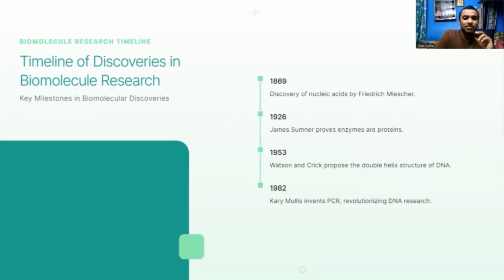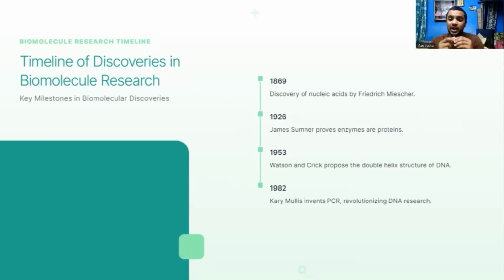Moving on to the next: timeline and discoveries of biomolecular research. See, we can discover new things and form new things by looking at our past, because if we read the past, we can correct the mistakes made in it, and we usually have an upper hand that we will not make that kind of mistake again, right? If the past is written.